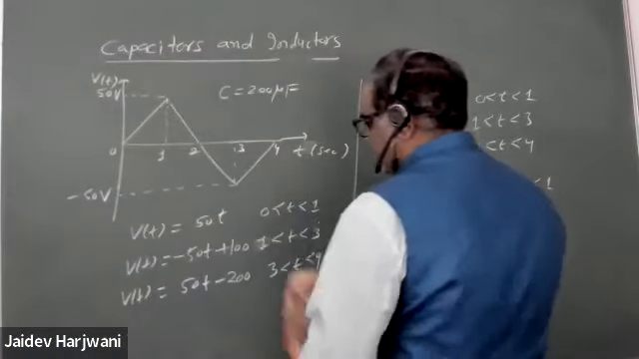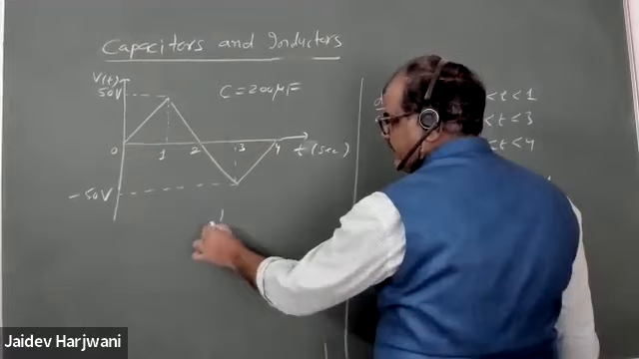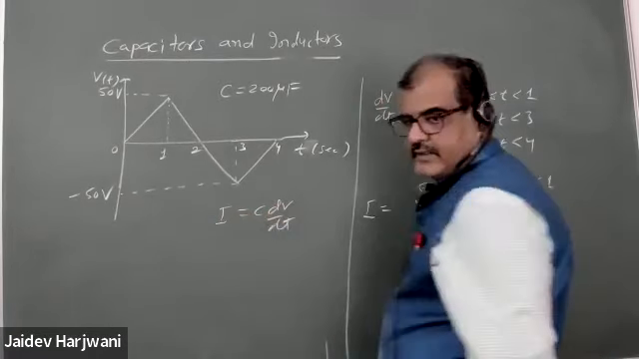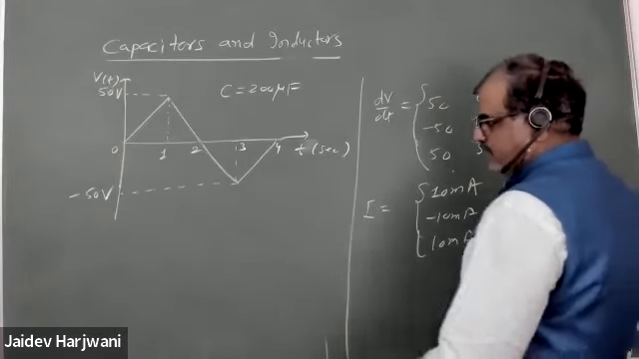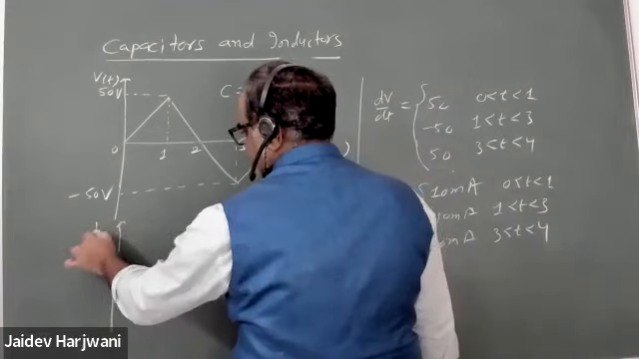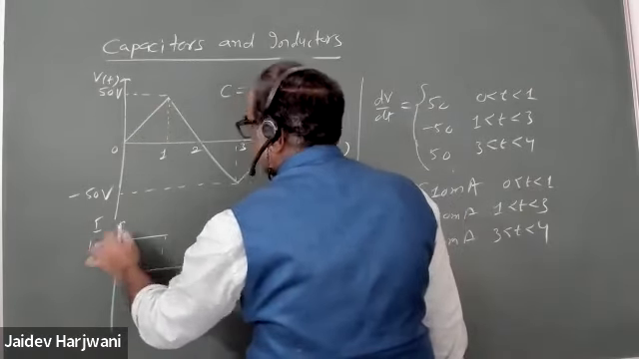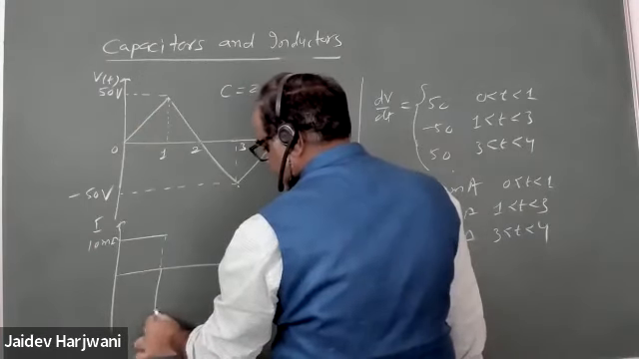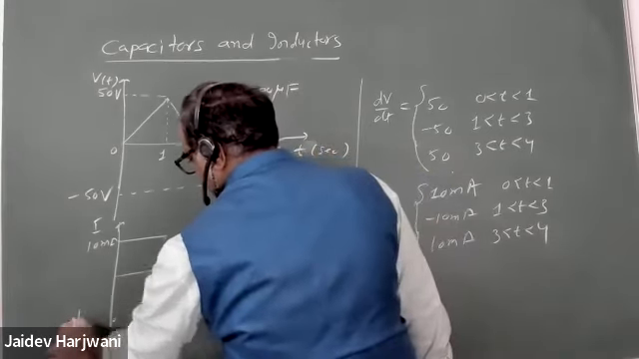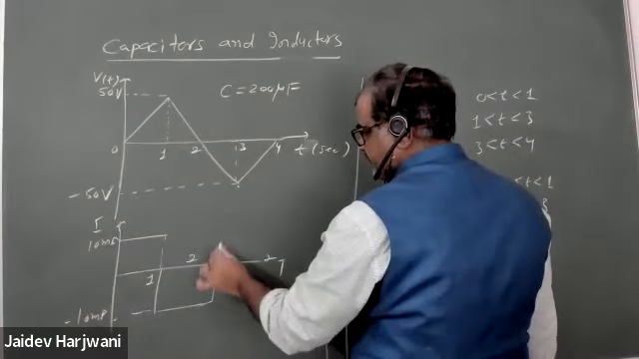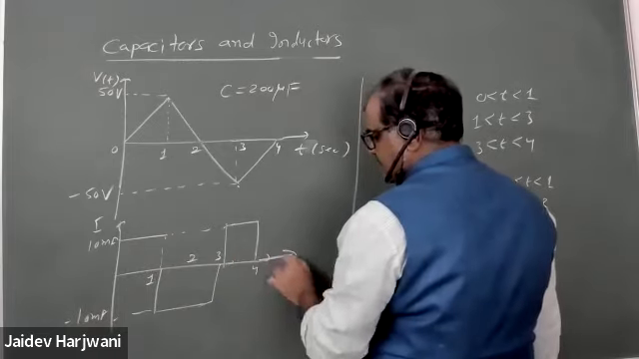So now if I want to plot this, I is coming from q equals C V, so I equals C dV by dt. Now if you want to plot the I versus t curve, you have a constant value up to here, 10 milliampere. Then from here to here, from 1 to 3, you have minus 10 milliampere. And then again for 3 to 4, you again have 10 milliampere. So this is the I versus t curve.